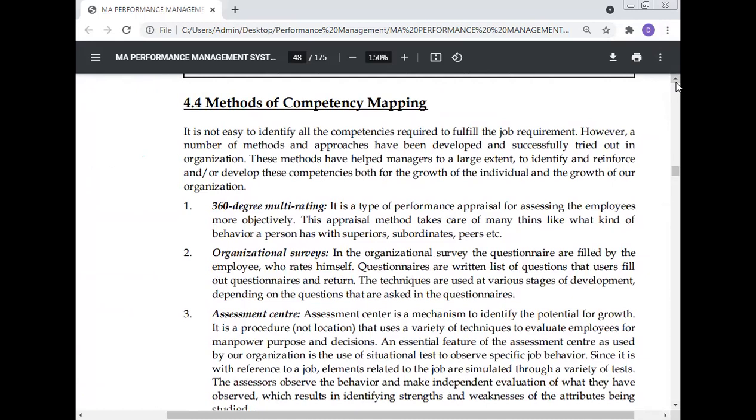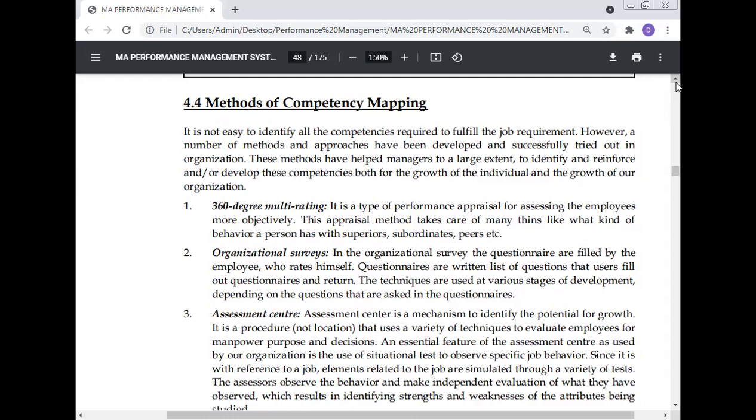It is not easy to identify all the competencies required to fulfill the job requirement. However, a number of methods and approaches have been developed and successfully tried out in the organization. These methods have helped managers to a large extent to identify, reinforce, and develop these competencies both for the growth of the individual and growth of the organization.